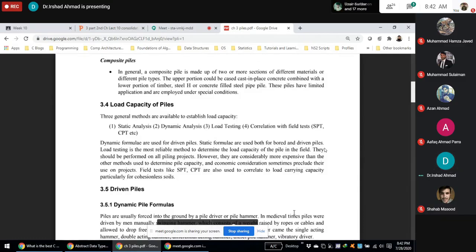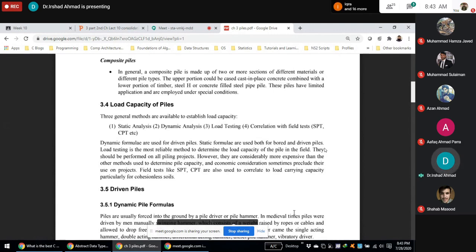But they are very rare. So this is about the types of piles according to the mechanism, how they derive their resistance from the soil. They could be classified as friction piles, end-bearing piles, end-bearing cum friction piles. And according to the way of installation, they could be classified as driven piles or bored piles, or according to the material, they could be timber piles, steel piles, or concrete piles.